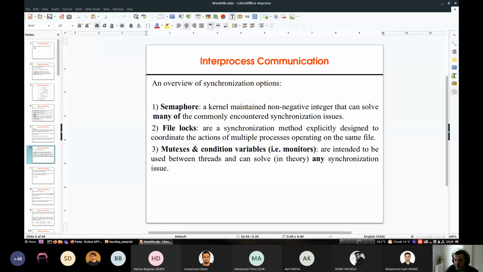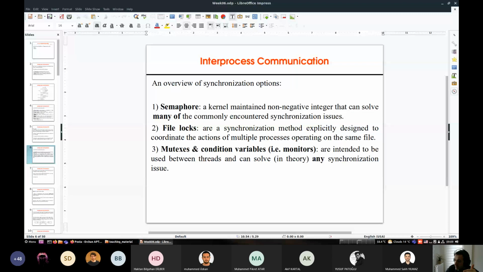Mutexes and condition variables, which collectively are known as monitors, are used only between threads, not between processes, only between threads. We will talk about threads when the time comes. Don't worry about it. And what is important about mutexes and condition variables is that theoretically, they can solve any synchronization problem.